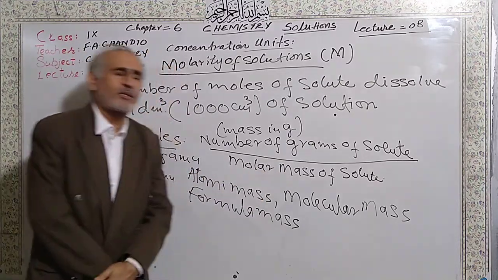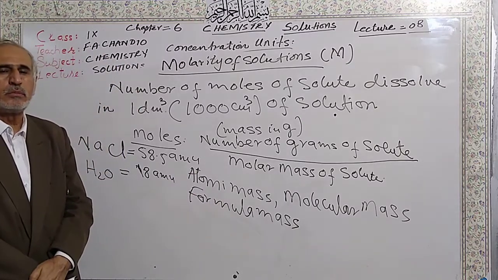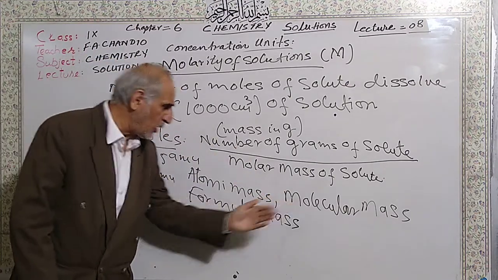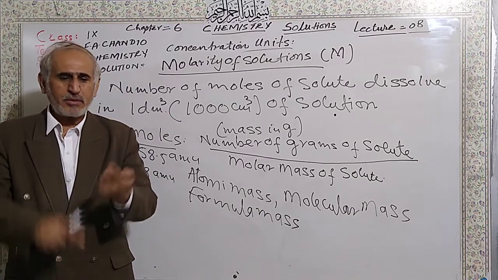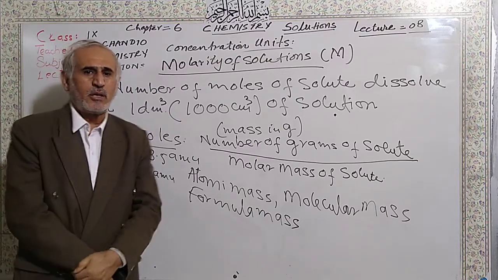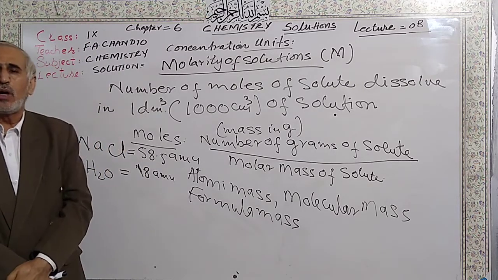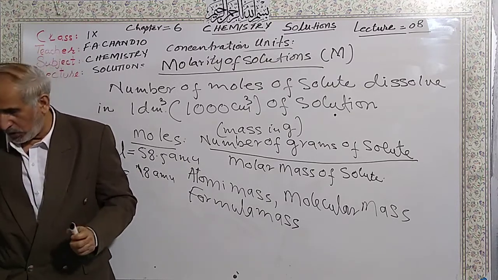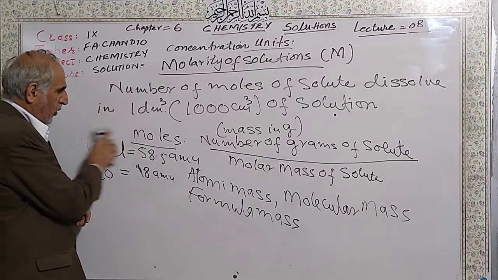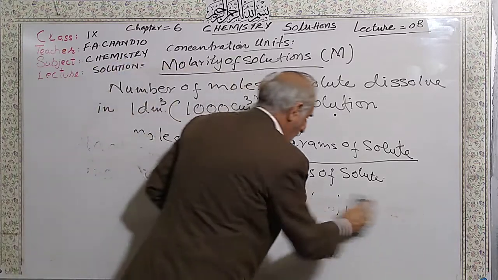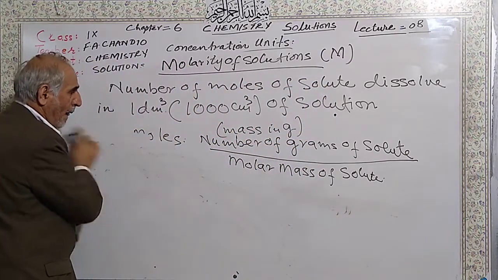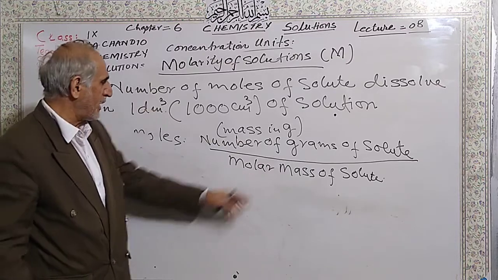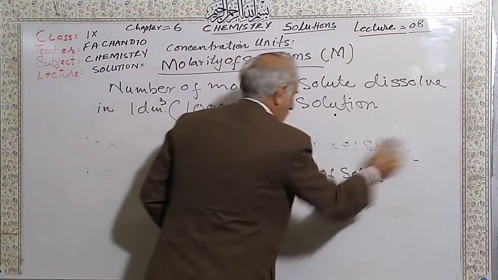I write molar mass. Molar mass is common for all. Molar mass may be atomic mass, molecular mass, or formula mass, because it is the mass of one mole of any substance: sodium chloride, water, copper, silver. This is very important, I told you. You have to mind it, please. Now I am coming to the original point. Moles is mass in grams over molar mass, so there is no need for explanation again.